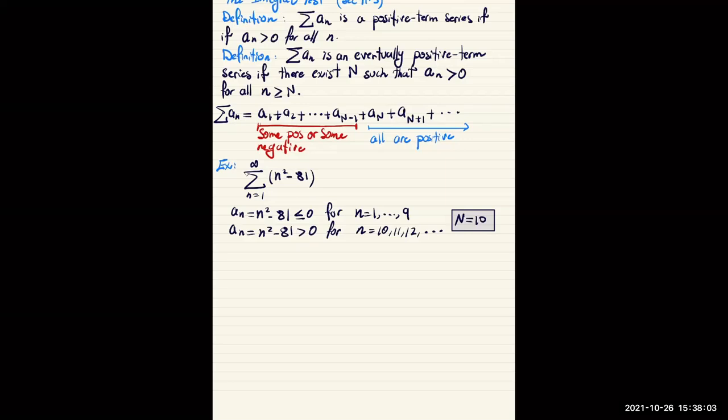All right. So let's talk about the integral a little bit. And again, we need this condition. We need the series to be eventually positive because we're going to be looking at an integral and we want the integrand to be positive. Okay. So what is the relationship between an integral and a series? Let's look at that.